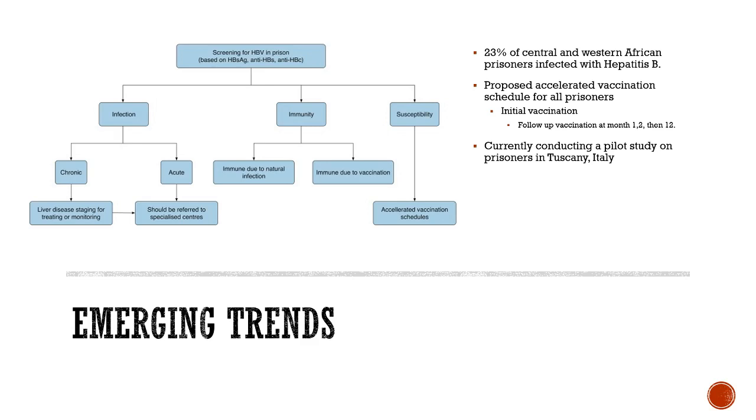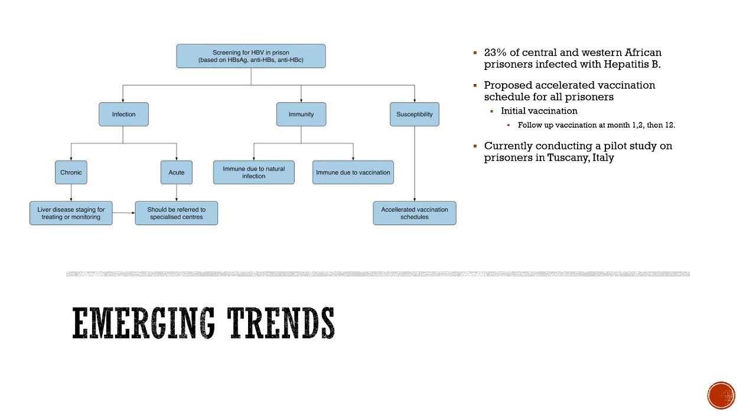One emerging trend in the treatment of hepatitis B is an accelerated vaccination schedule. In her article from the Journal of Clinical and Translational Hepatology, Stacy stated that 23% of prisoners in Central and West Africa have hepatitis B, and if you remember from the beginning, Western and Central Africa were some of the hardest hit parts of the world when it comes to hepatitis B.